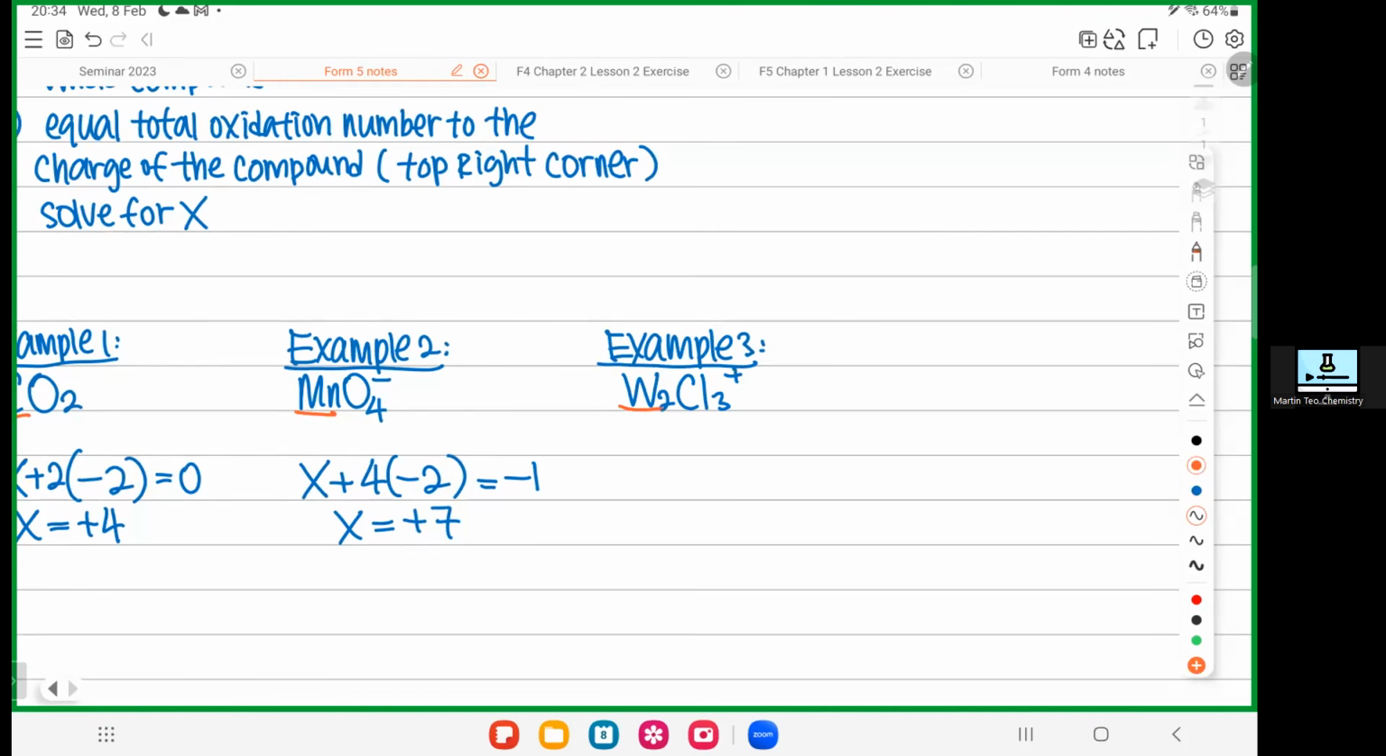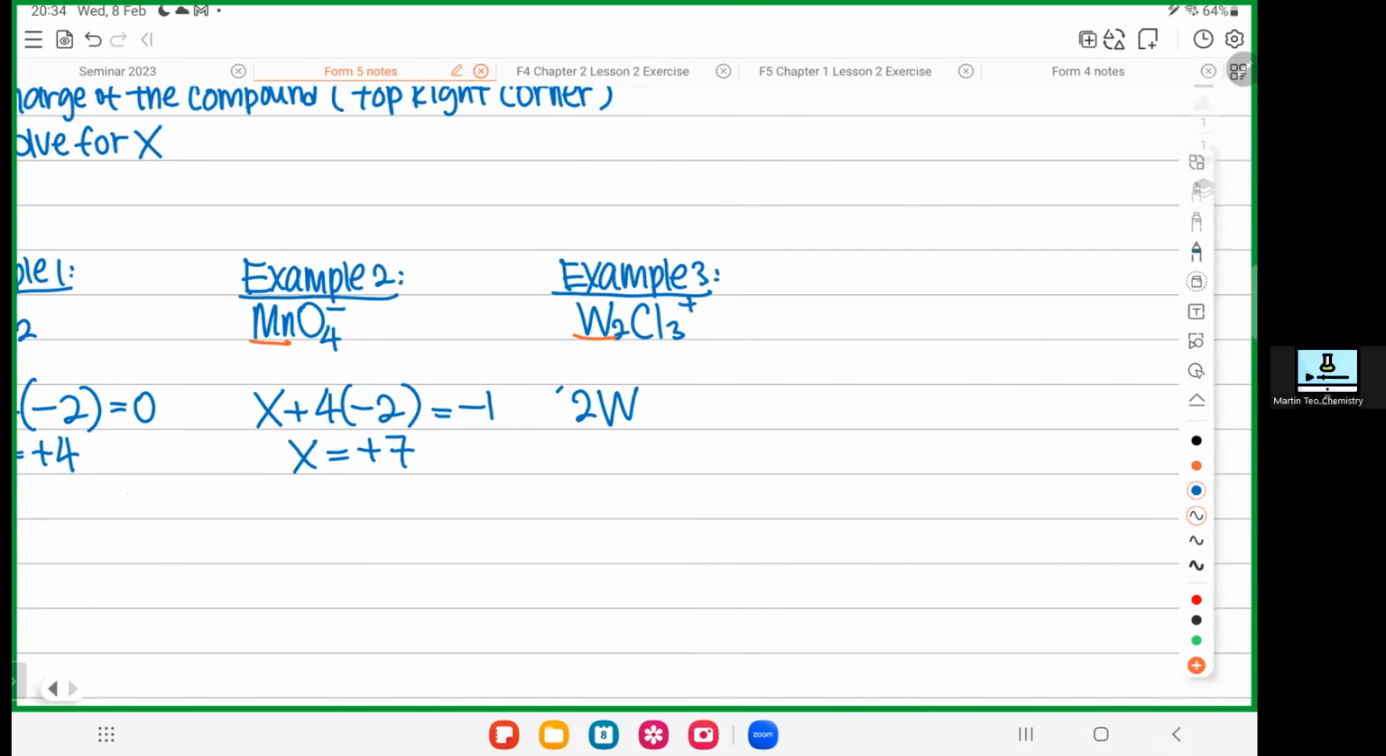Same thing, you can use the X or just use W, will do. Let's say I just copy back the W. I don't know W. How many W do I have? 2 W. So put 2 here. Because why do you put 2 in front here? W2Cl3 means what? You have W, W, Cl, Cl, and Cl.